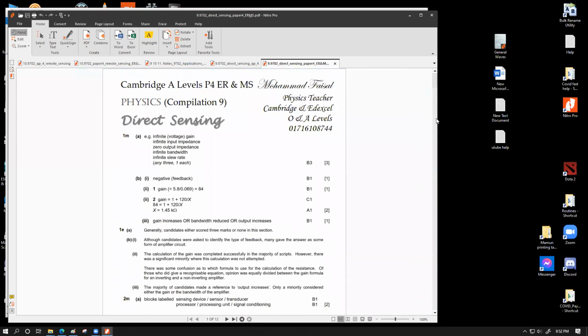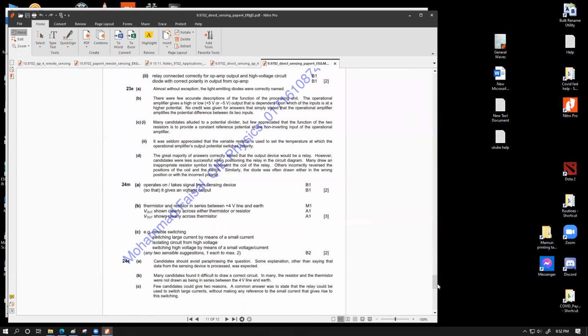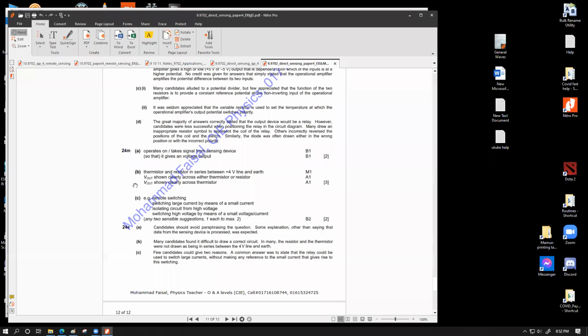Remote switching. Switching large current by means of small current, alternating current from the high voltage to high voltage by means of small voltage current. Acha, remote switching is also a pretty interesting thing. Yeah.